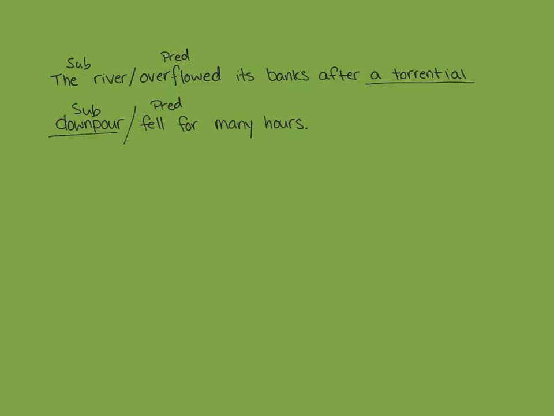Now, these are separated right here because you could say the river overflowed its banks, which means that this could be an independent clause. It's a sentence all by itself. The river overflowed its banks. After a torrential downpour fell for many hours is a dependent clause because it could not be a sentence on its own. You couldn't just say after torrential downpour fell for many hours.